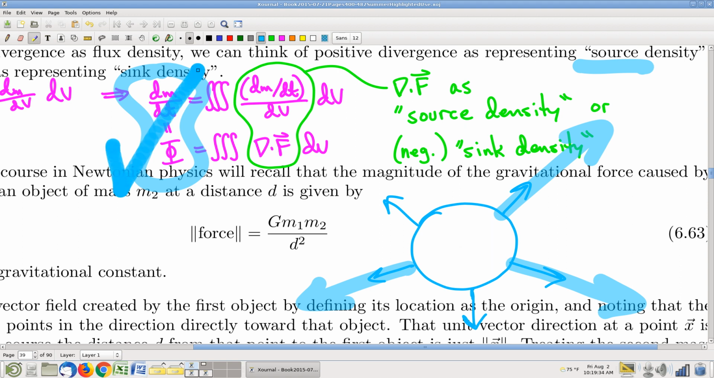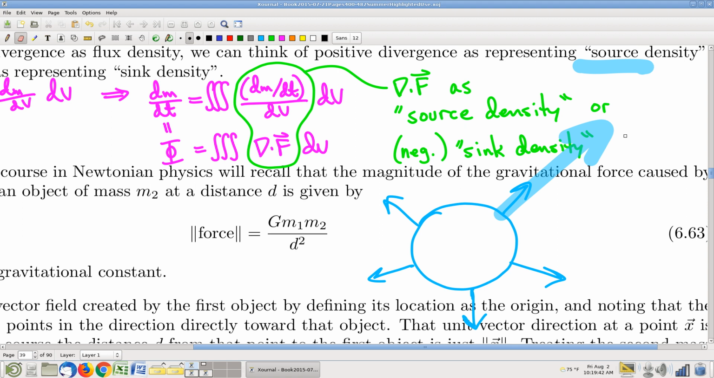And again, look at the algebra. If we have a physical interpretation of flux as being the total source rate, then locally, pick some point in here. At that point right there, divergence must be telling me how much source per unit volume in that little subregion that I'm talking about. So source per unit volume, and I'm going to call that source density.